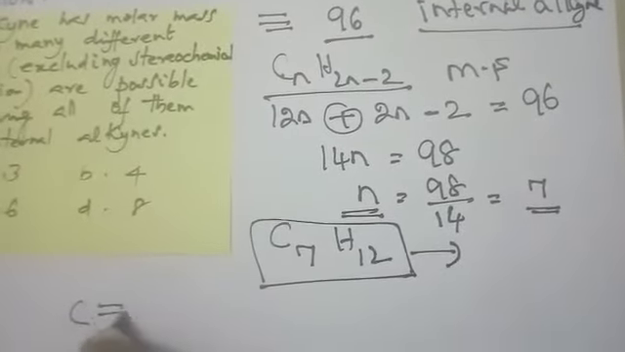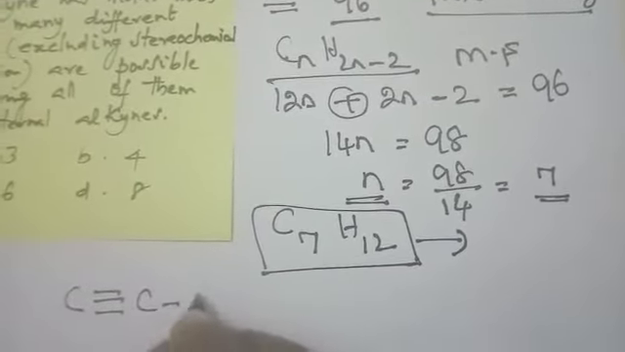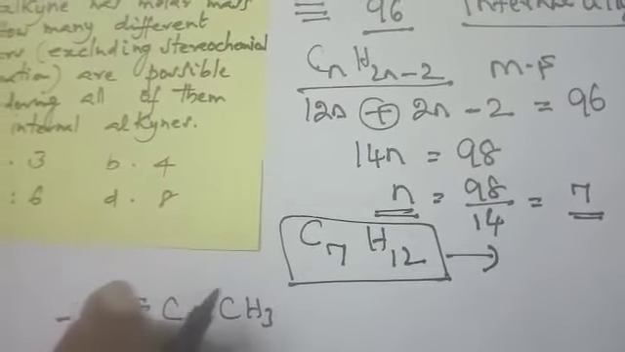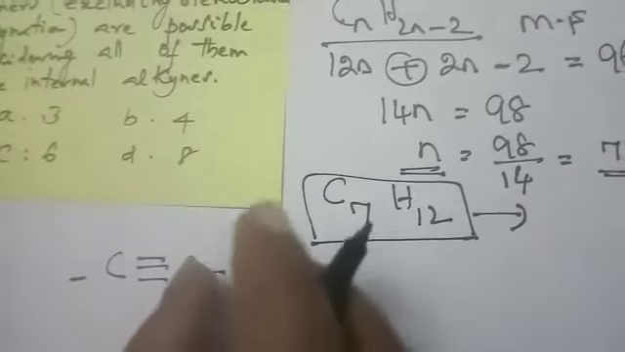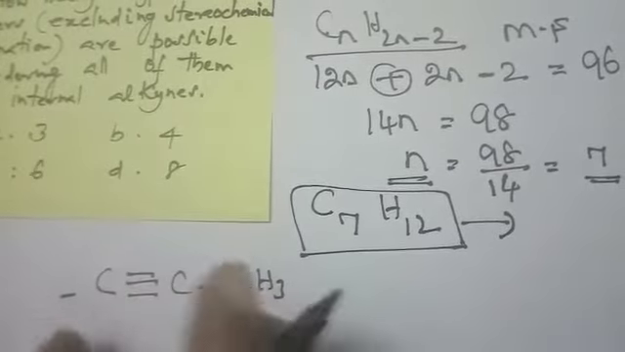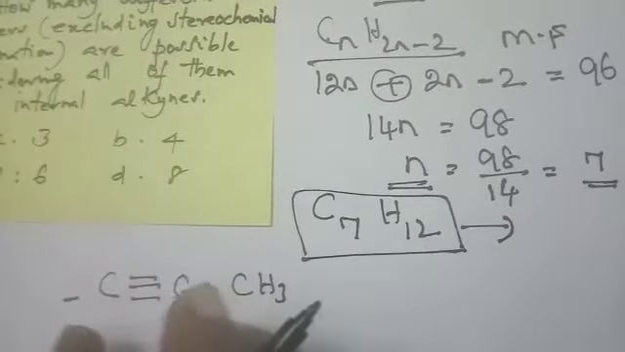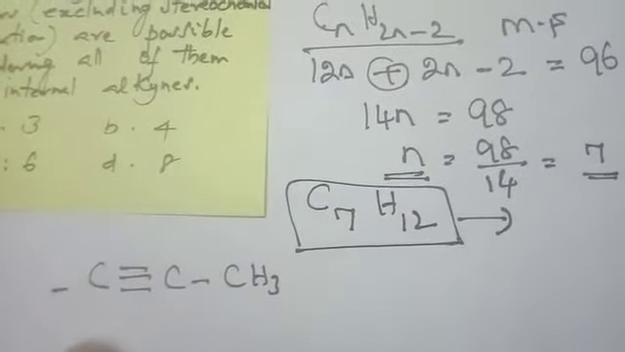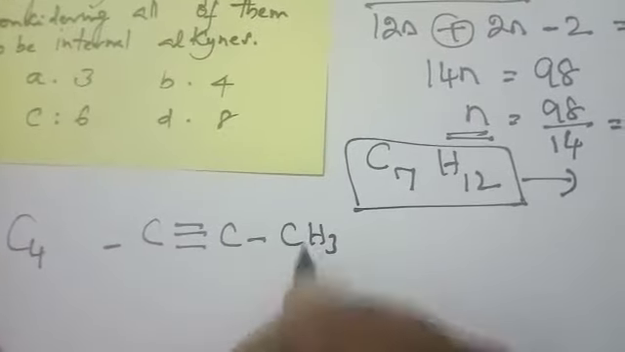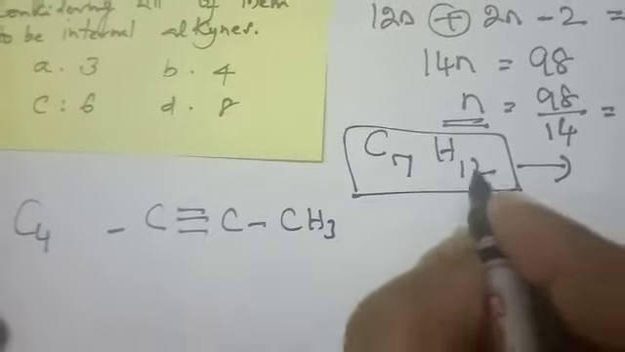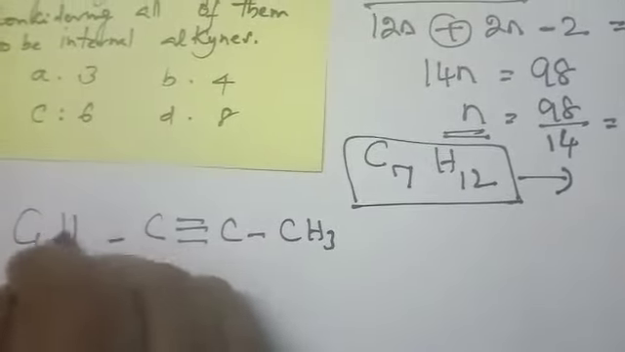The condition for an internal alkyne is that the triple bond should be in the middle, and it should not be at the terminal. It is called an internal alkyne. So how many carbons is it consuming? The basic 3. You are having 7. 7 minus 3, remaining 4. So write here C4. How many hydrogens are you using now? In this place you have used 3 hydrogens. So 12 minus 3, how many hydrogens are you having?